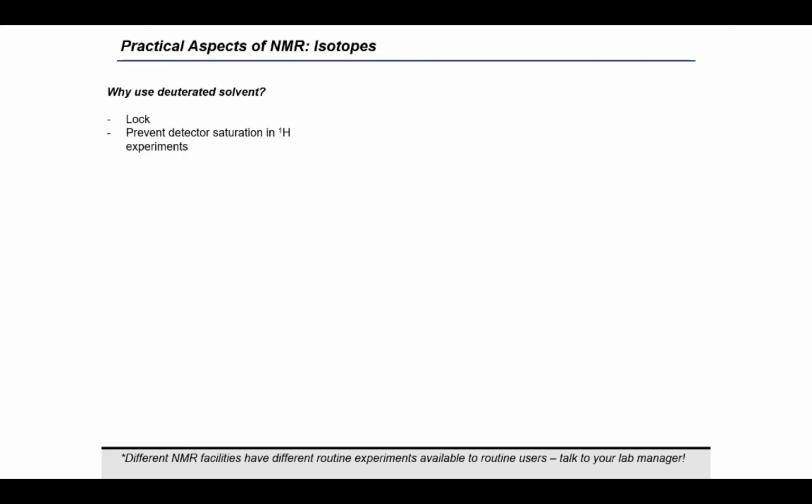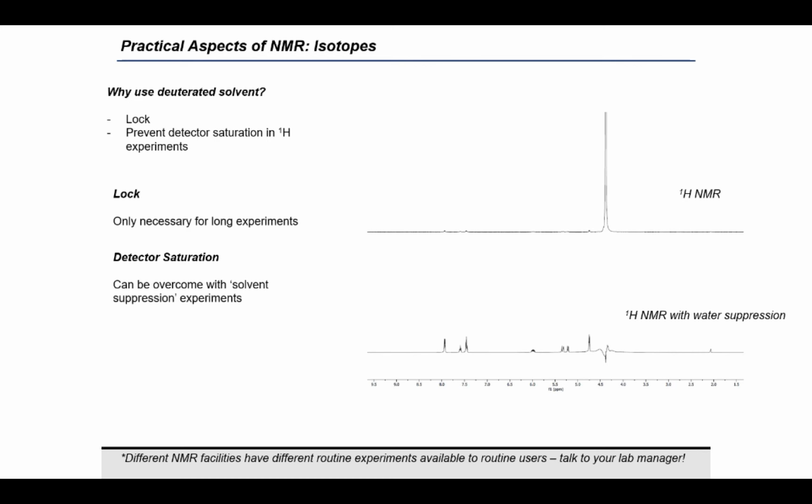But of course, we don't necessarily need a lock signal if we're only running a spectrum for a couple of minutes. Or if, like in many benchtop NMRs, we're actually locking onto something that isn't the deuterated signal. And in terms of the detector saturation, that's not really a problem if we're looking at a nuclei that isn't proton. And if we are looking at proton, we can still often overcome it with a type of experiment known as solvent suppression. So you can see here, I've got two spectra.